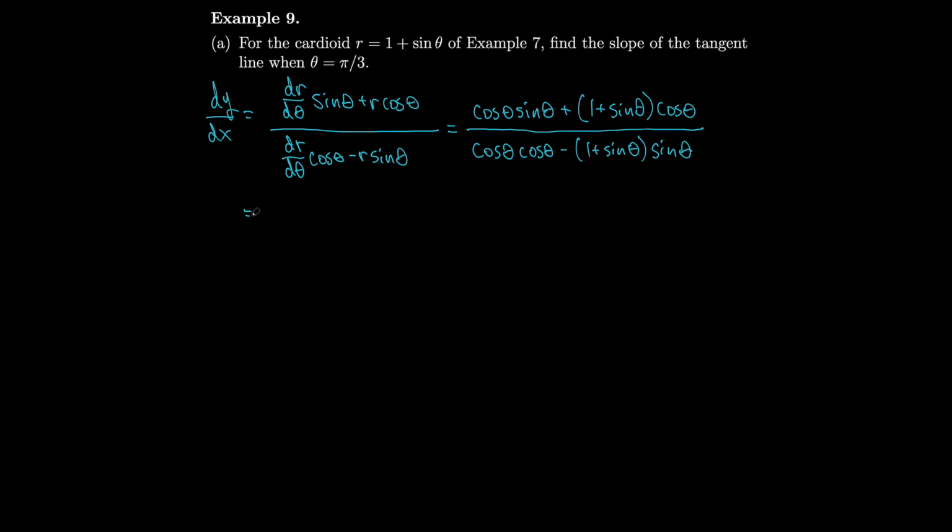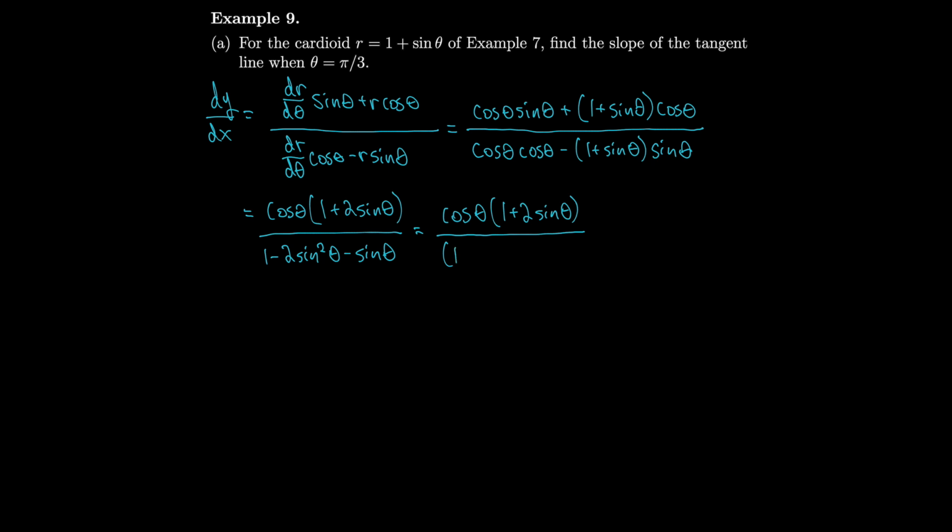So we can simplify this a little more. It looks like we can factor out cosine theta on the top. We just get cosine theta times sine theta plus 1 plus sine theta, so that's 1 plus 2 sine theta. And we divide by 1 minus 2 sine squared minus sine, because we have cosine squared minus sine plus sine squared, and we can just factor out. So we end up with cosine theta times 1 plus 2 sine theta over 1 plus sine theta times 1 minus 2 sine theta.